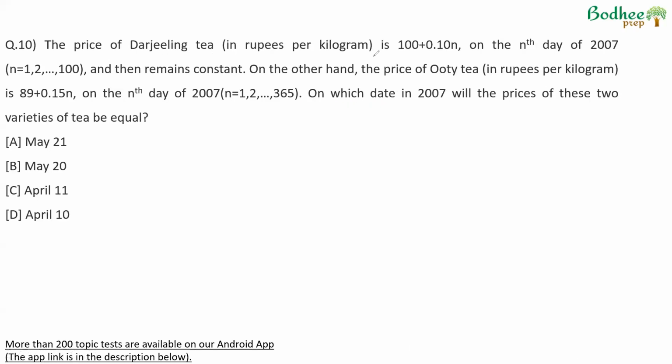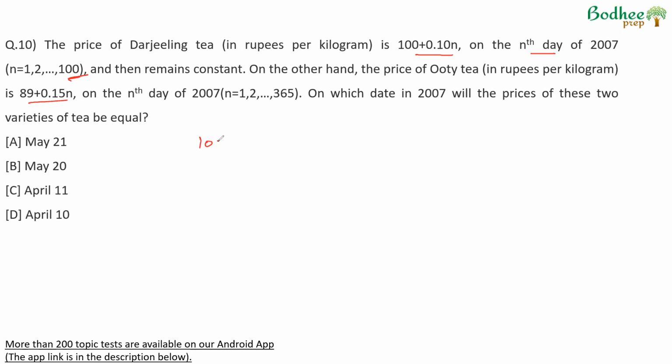The price of Darjeeling tea in rupees is 100 plus 0.1 N on the nth day of 2007, and then remains constant. On the other hand, the price of OTT is 89 plus 0.15 N on the nth day. On which date will the prices be equal? So the price of Darjeeling tea increases for 100 days and then is constant.